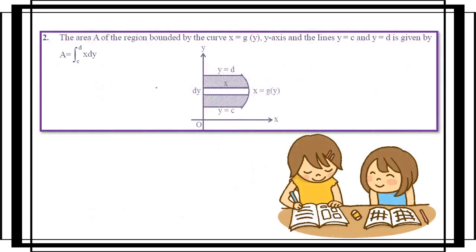Second point, the area when we have this type of curve and this point is representing y equal to c, this point is y equal to d. Then how would we find it? We have to find this area. Then we will write it as from c to d, this is c and this is d. What is the length of the rectangle now? It is x, and dy, a small change in y. And then we will integrate.